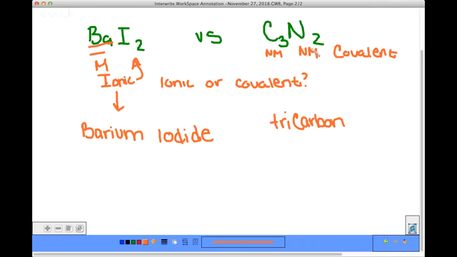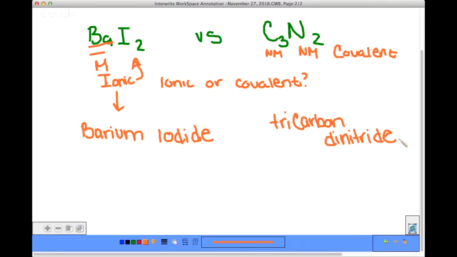And then we're going to name this one di. And this is going to be N, that's nitrogen. But we're going to change the ending to -ide. So it's going to be tricarbon dinitrogen. Excuse me, dinitride. Again, change that ending to -ide.